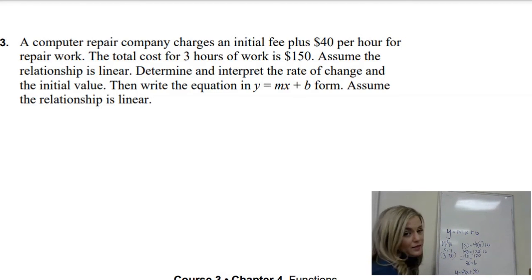Okay, so apparently this computer repair company charges $30 just to come out. And that's pretty cheap, I'll tell you all that, because a lot of places it's like $75 just to come out there.